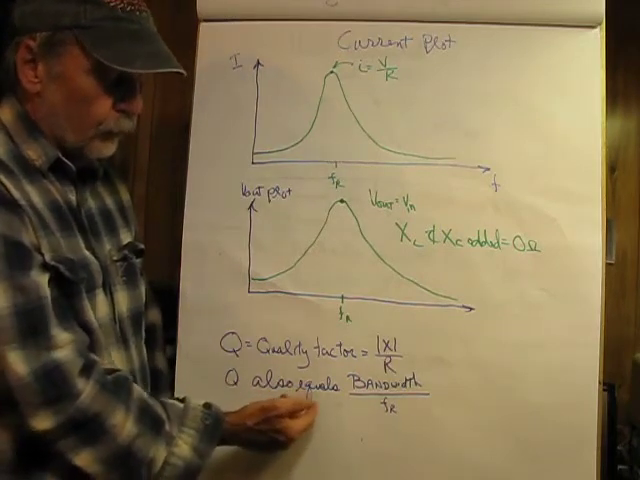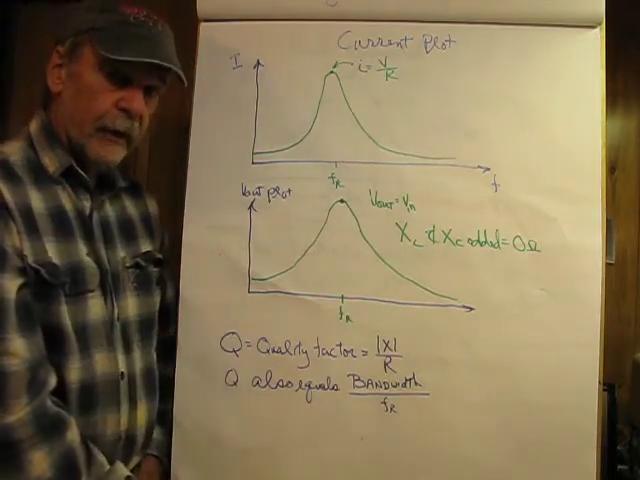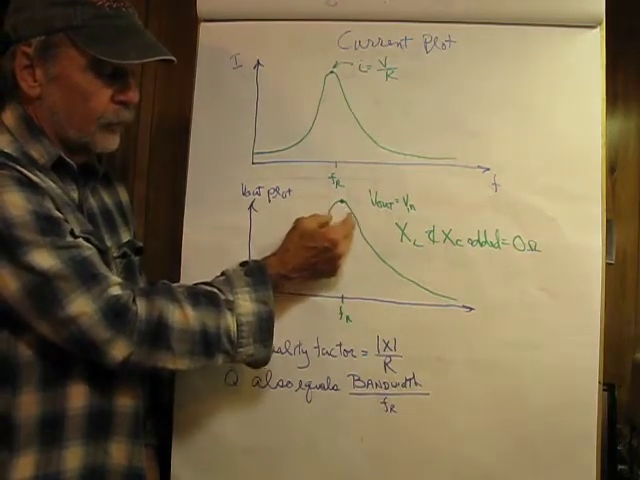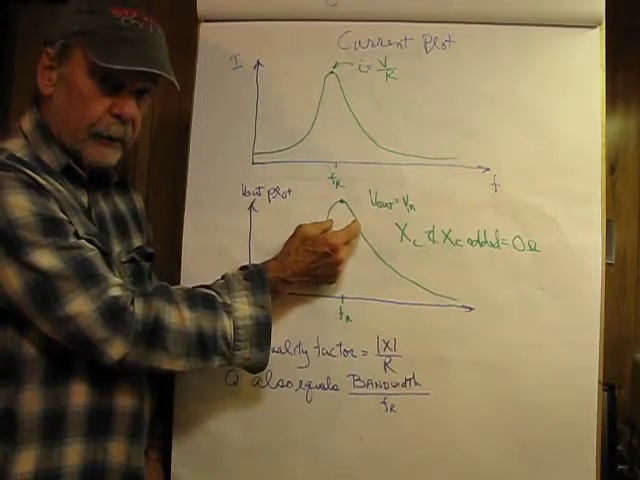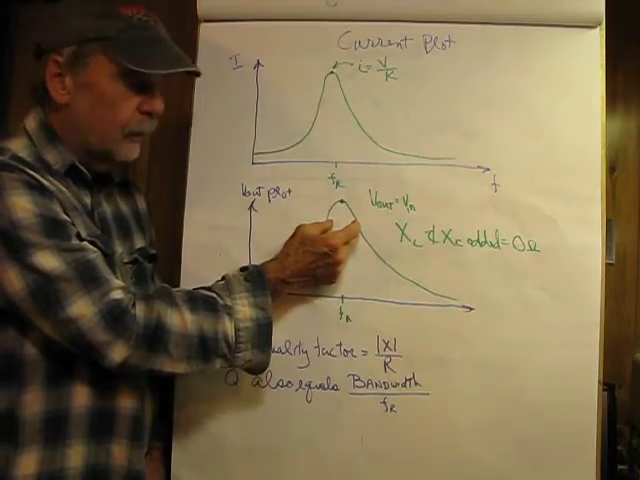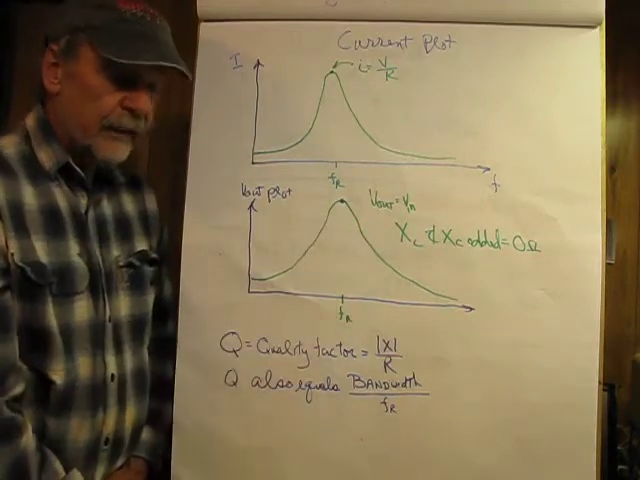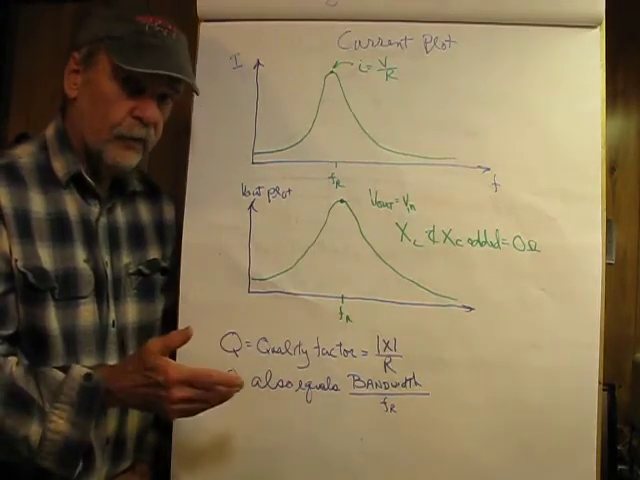Q also equals the bandwidth of a circuit divided by the resonant frequency. And as we'll see, bandwidth is where the voltage drops by negative 3 dB, or drops by 3 dB, or the 0.707 point, not to be confused with the RMS operator.